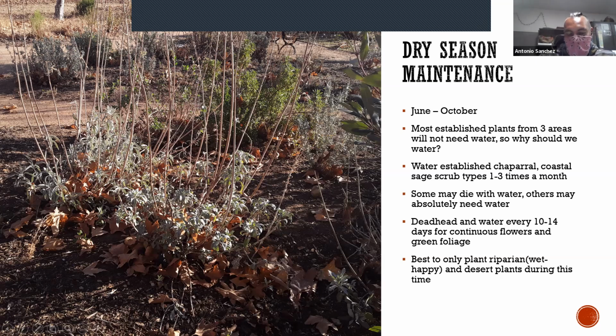We're watering twice a month, maybe 3 times at the most, depending what kind of plants you have. If you have mugwort and hummingbird sage, you're probably watering 3 times a month. If you have flannel bush, manzanitas, and white sage, you're probably watering once to twice a month.